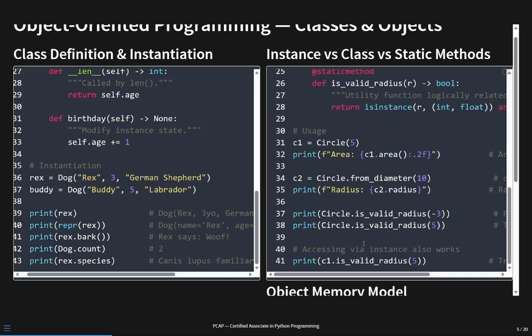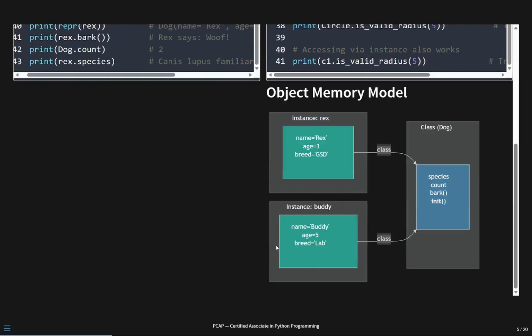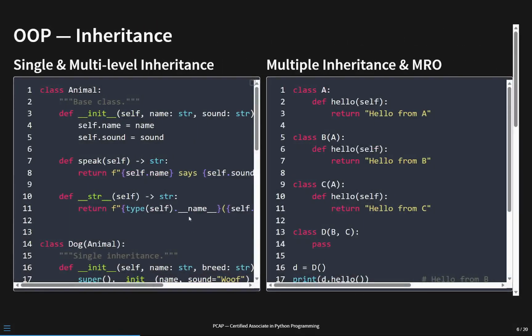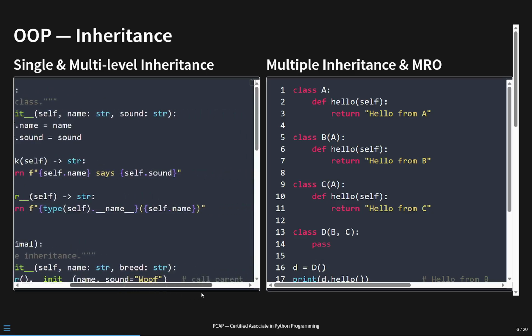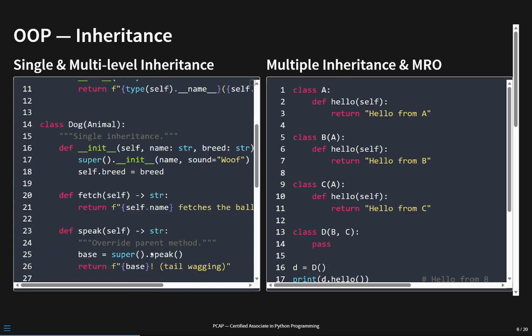Next, inheritance is the mechanism by which one class acquires the attributes and methods of another. It models relationships. A dog is an animal. A golden retriever is a dog. In class Dog(Animal), the parent class name goes in parentheses.